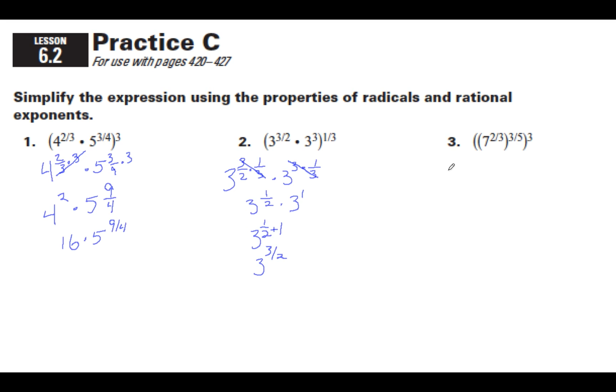Over here, we're going to take 7 to the 2/3 power times 3/5. Raise that to the 3rd power. Cancel this. That becomes 7 to the 2/5 power to the 3rd power, which is 7 to the 2/5 times 3, which is 7 to the 6/5 power.